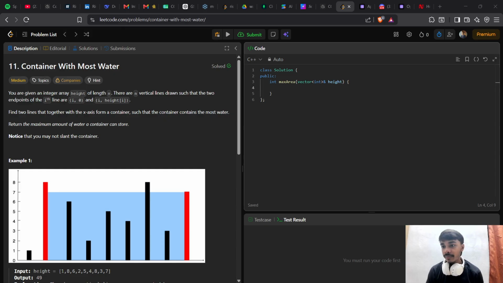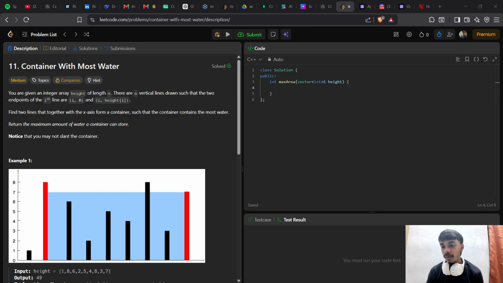So let's get started. What the question says is you are given an integer array height of length n. There are n vertical lines drawn such that the two endpoints of the ith line are (i, 0) and (i, height[i]). Find two lines that together with the x-axis form a container, such that the container contains the most water. Return the maximum amount of water a container can store. Note that you cannot slant the container.